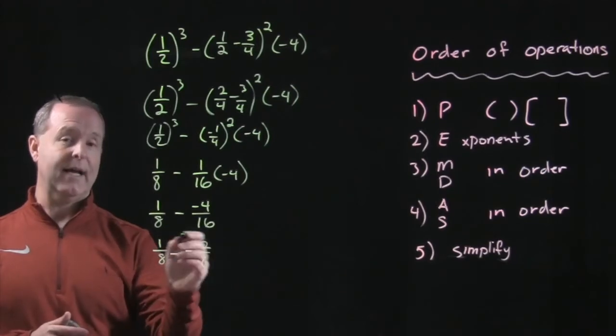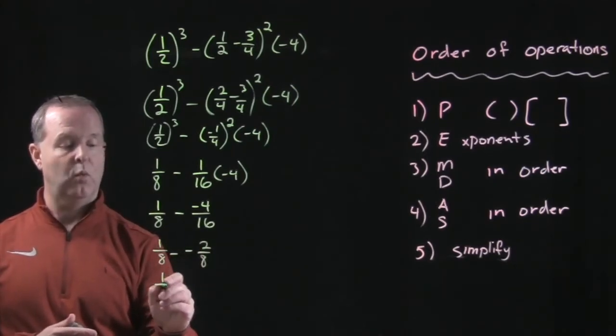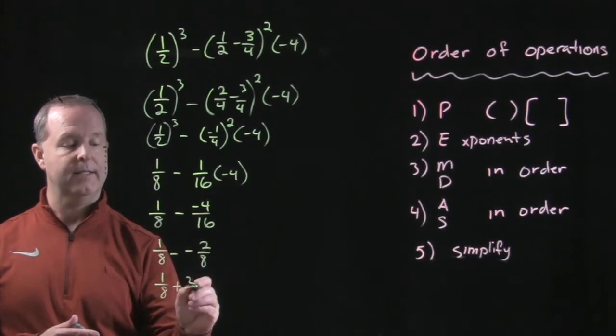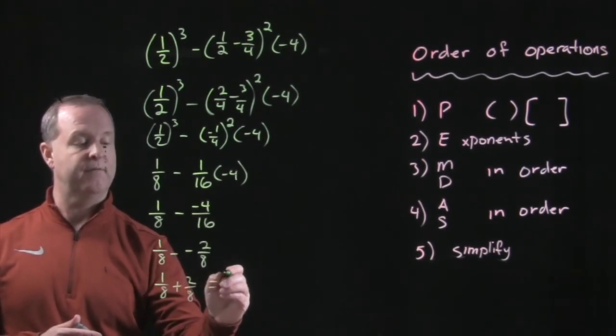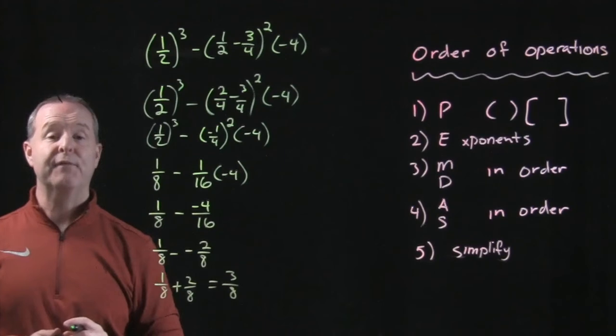I don't like to subtract. I like to add its opposites. So 1/8 plus a 2/8 produces a final result of 3/8.